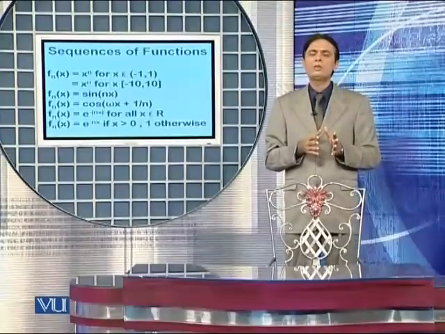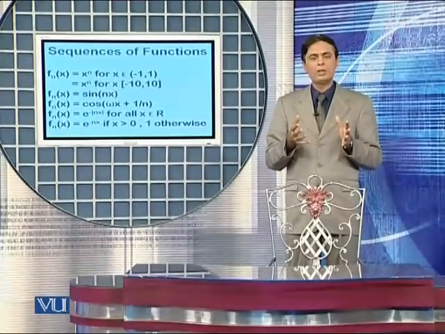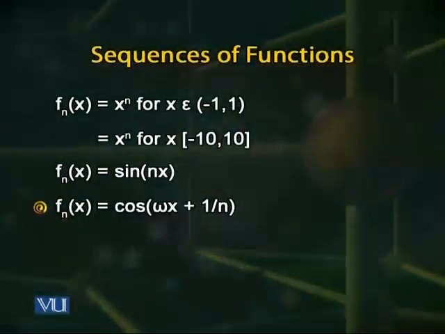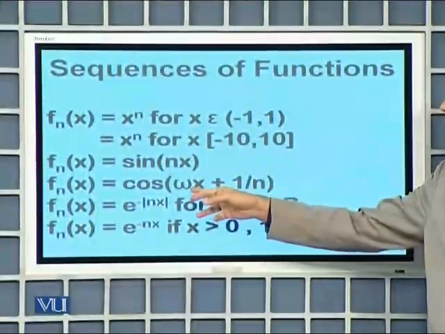The next sequence of functions is also a family of sinusoids. This is shown as cosine of omega x plus 1 over n. Omega is a constant number, which is the angular frequency.